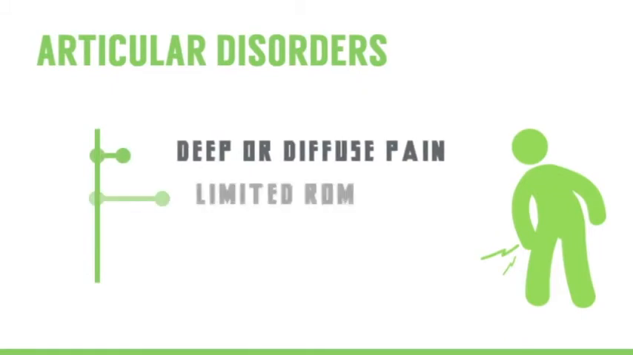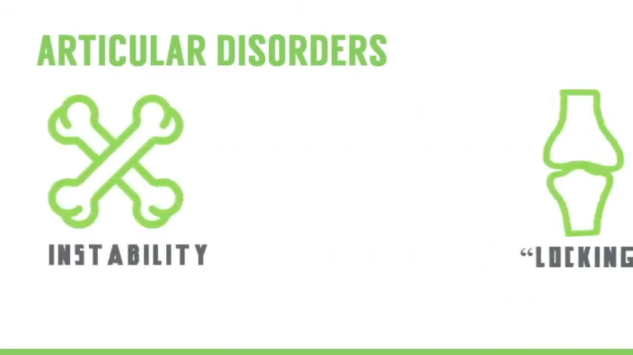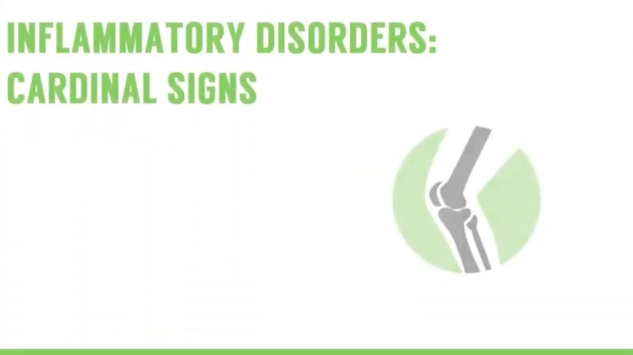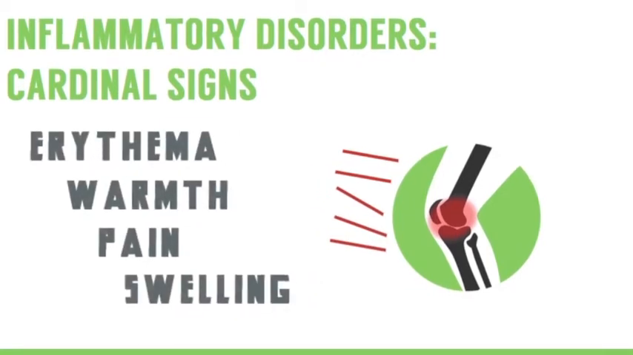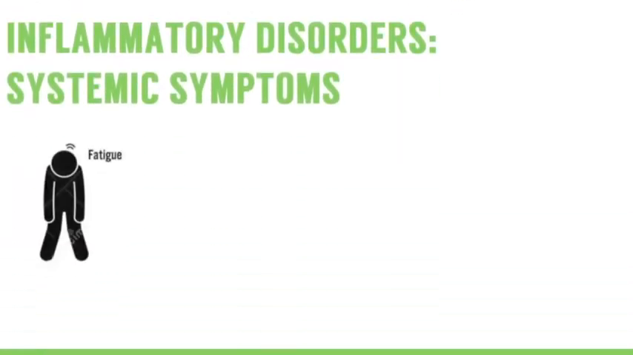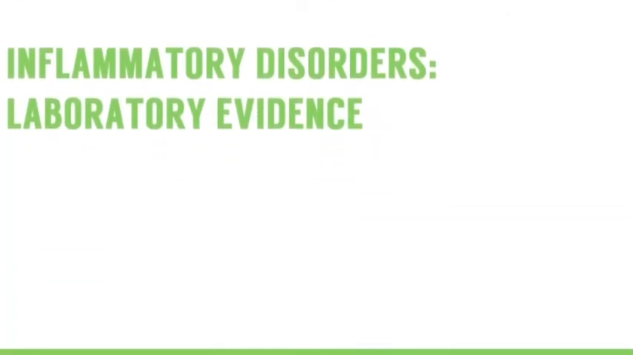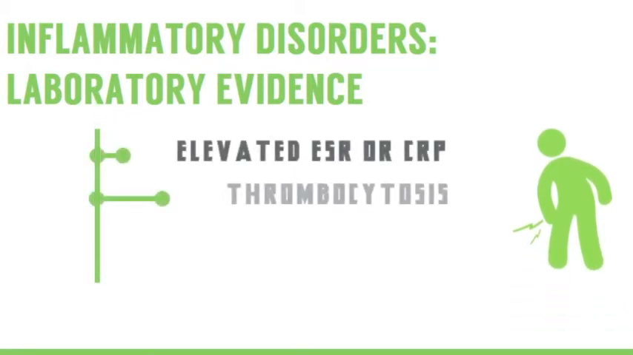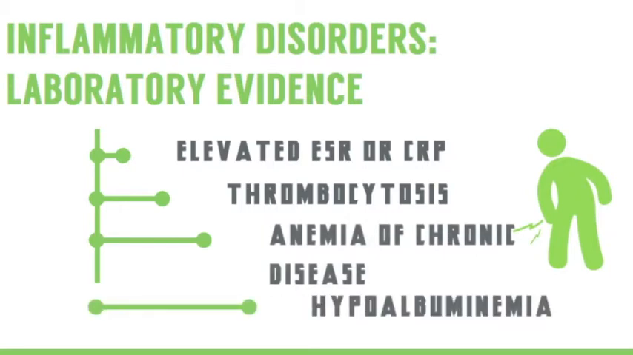Articular disorders may be characterized by deep pain, limited range of motion, swelling, crepitation, instability, locking, or deformity. Inflammatory disorders may be identified by the 4 cardinal signs. Systemic symptoms such as fatigue, fever, rashes, and weight loss are present in half of the cases. Laboratory evidence of inflammation such as elevated ESR or CRP, thrombocytosis, anemia of chronic disease, or hypoalbuminemia are also found.